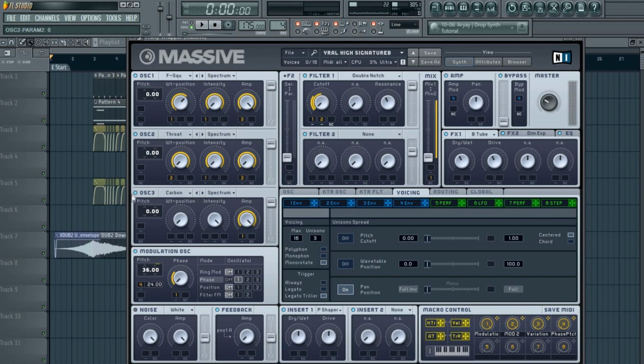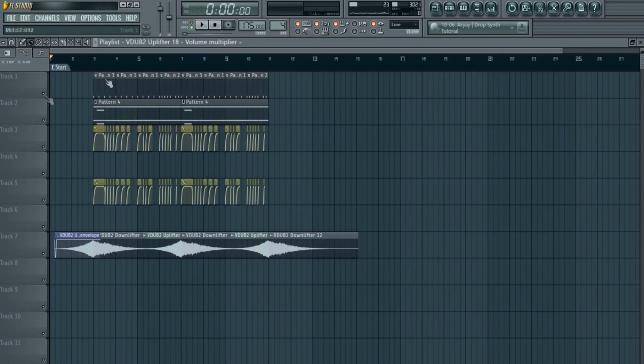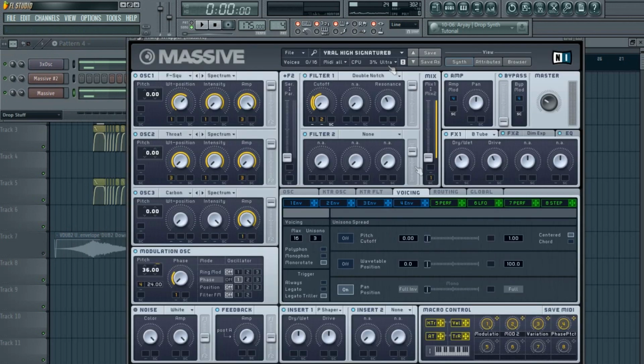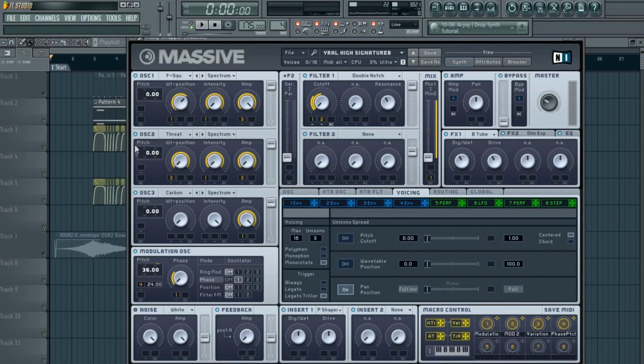Now on the third oscillator we have our good old friend carbon. I used carbon only because it has the short, sharp, metallic attack when you put it all the way towards the left hand side. Okay, I'll just show you how it sounds with just the carbon, and you can probably get my point then.